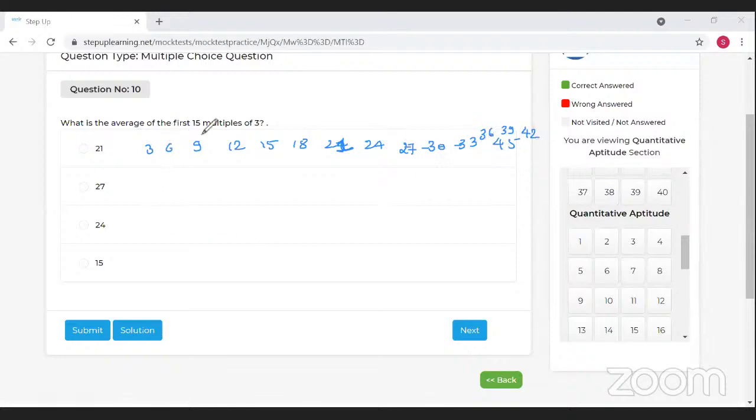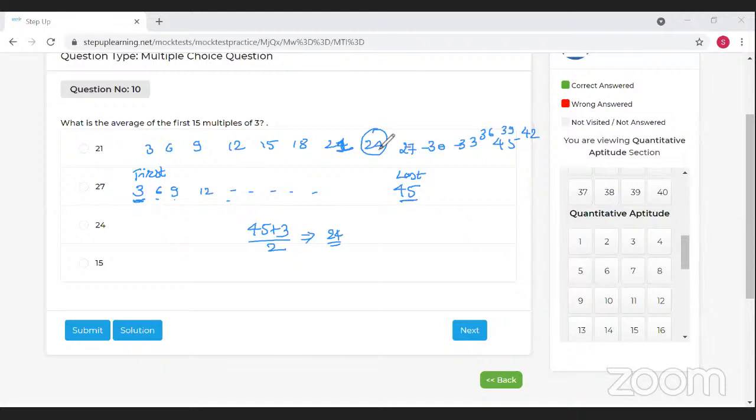Right? So one bad way is you add all and divide by 15. Or you can use another method: 3, 6, 9, 12, and the last number is 45. You know that this is an arithmetic progression. So when there is an arithmetic progression, take the last number and first number, 45 plus 3, and divide it by 2. So you will get 48 by 2, which is 24. That's your answer. All right.